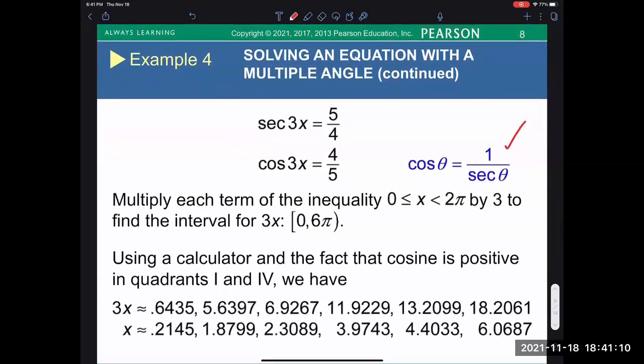And that just makes it a little nicer. So we don't have a reciprocal and we just have cosine 3x. Now, again, they originally told us that x had to be between 0 and 2 pi. So what does that say about 3x? What kind of angles for cosine to get 4/5 do I want for 3x?